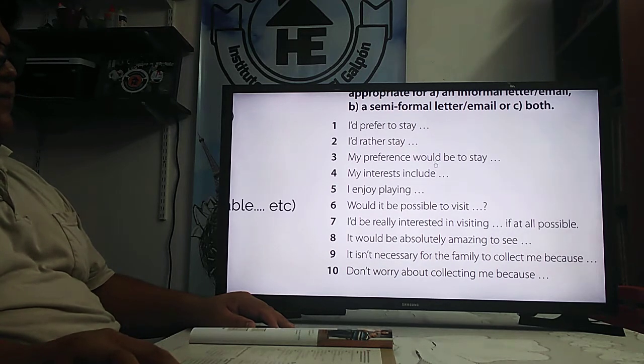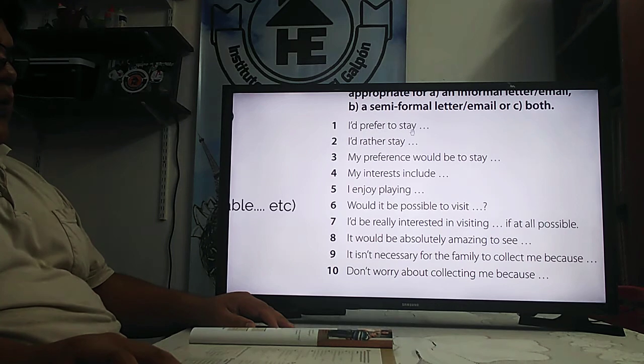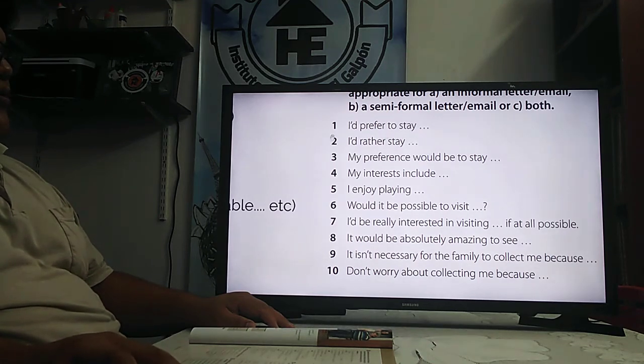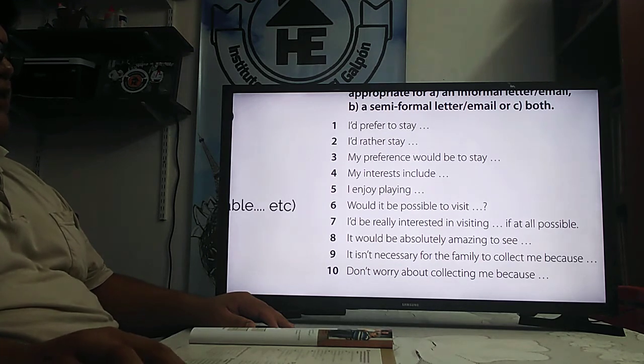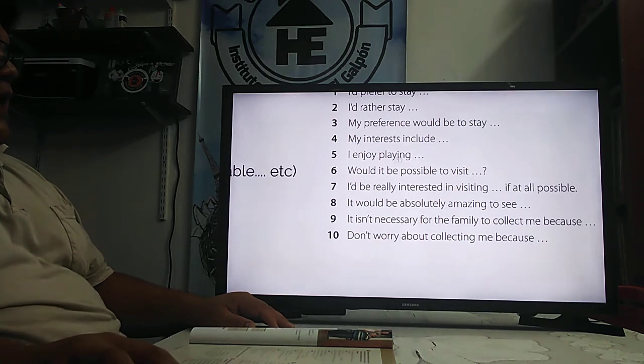The one that you're going to choose if you have to write an email or a semi-formal letter. I prefer to is also acceptable. I wouldn't say it isn't, but if you can use this one, my preference would be to stay. But try not to use I'd rather stay, because it's just for very informal letters or emails, maybe with your friends. My interests include, I enjoy playing.